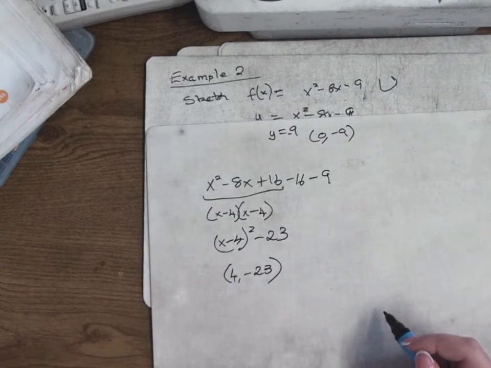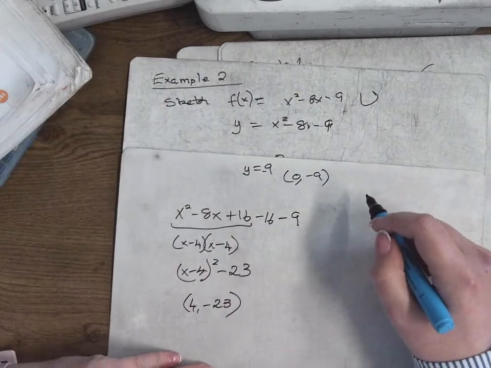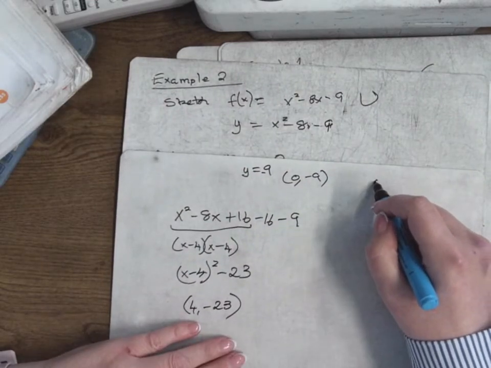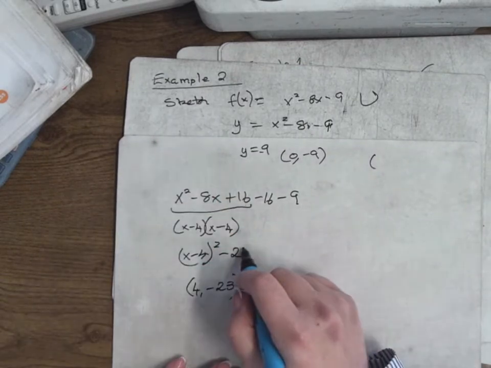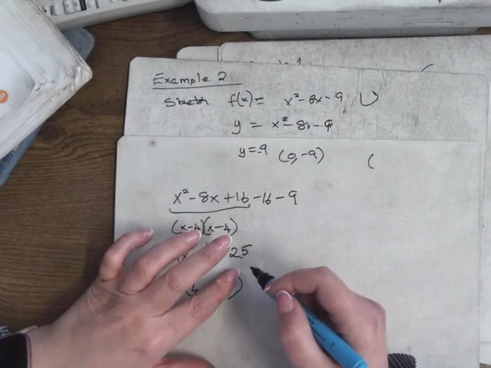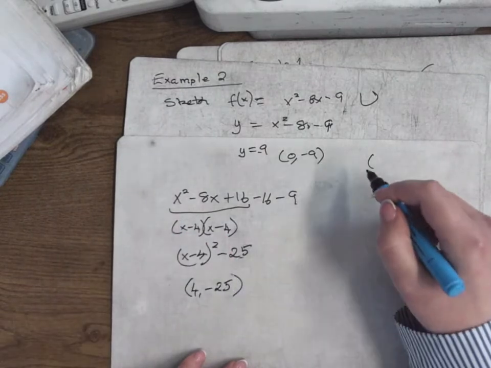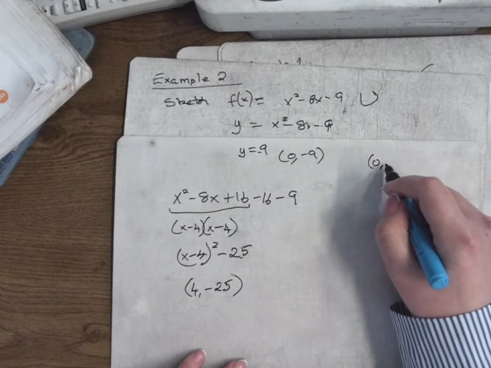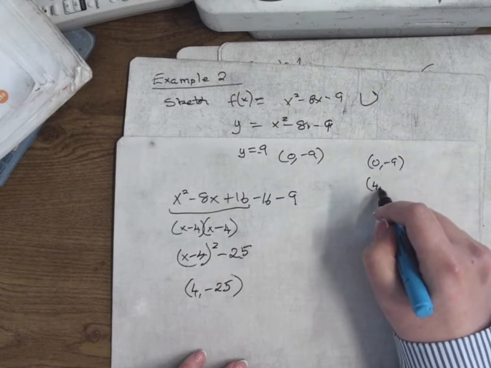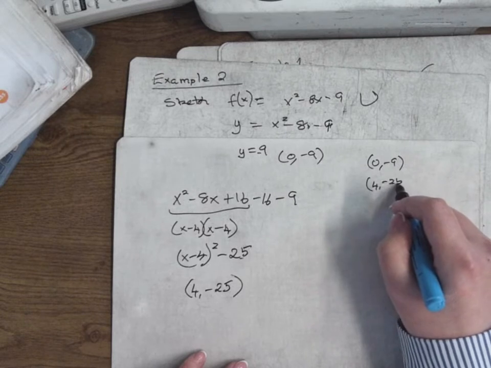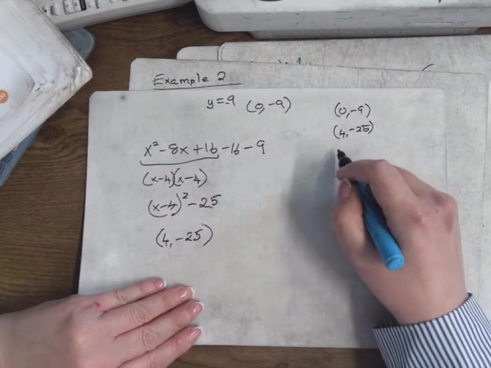So just a U-shaped graph. My points so far are, oh yeah, I can't add, minus 25. Okay, 0, minus 9, right? 4, minus 25. I'm just listing the points on this. So 9, 0 and minus 1, 0.